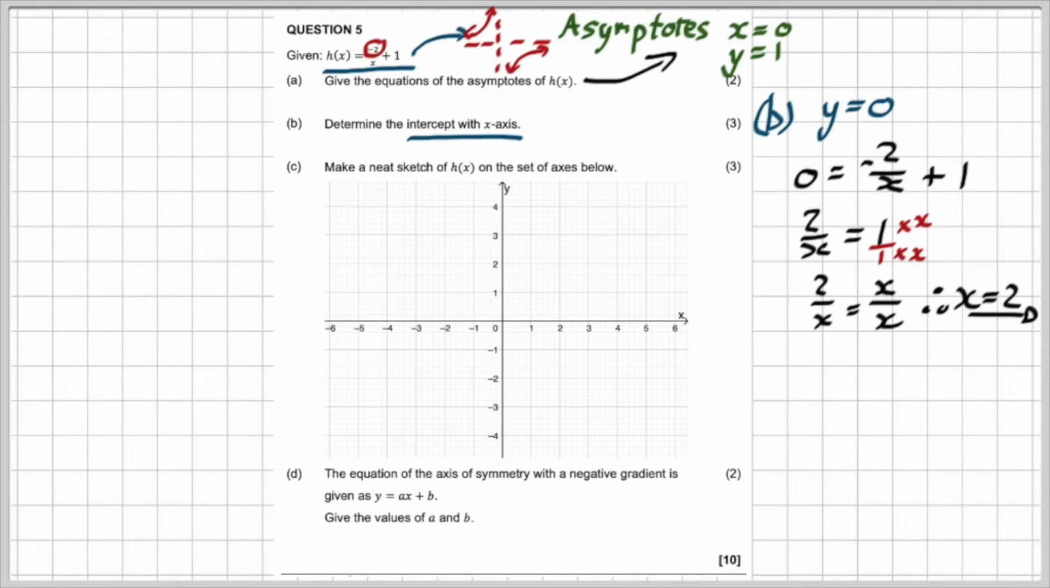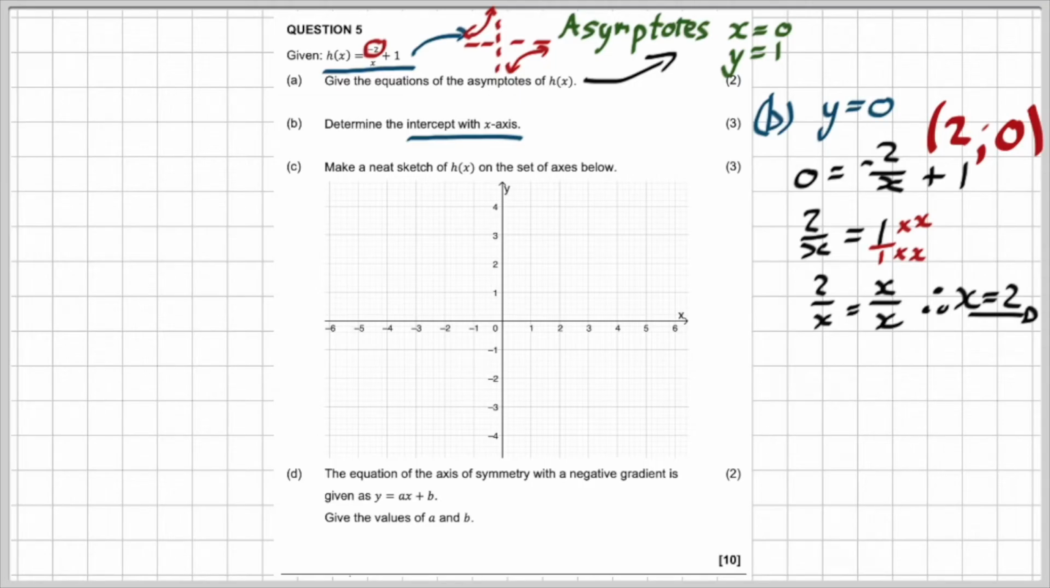Have I done it? Yes, I'm done. But now I always love to write down that x is 2, y is 0. I love to write down coordinates. It works for me. Next up, it says make a neat sketch of h of x.